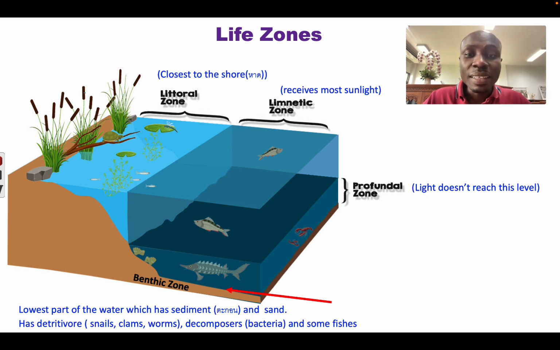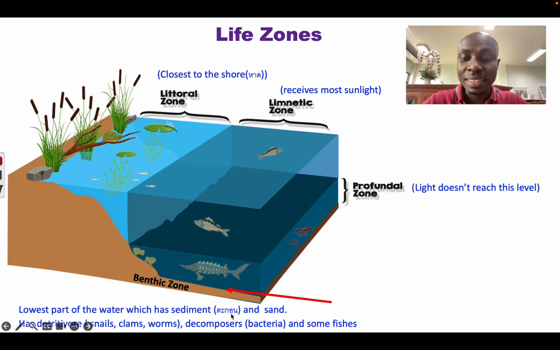Now, under the limnetic zone, we have the profundal zone. This area will receive very little light or no light at all. And we have some different types of invertebrates that live there, like crayfish and crabs and other kinds of organisms. And lastly, we have the benthic zone. The benthic zone is the area between the lake floor and the water. This line between there, we call it the benthic zone.